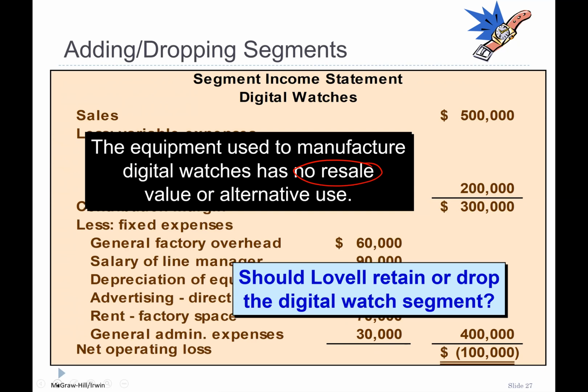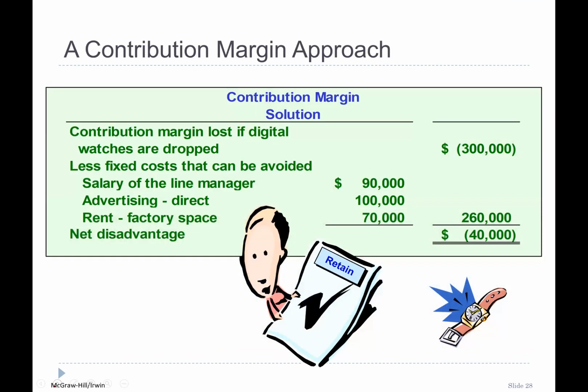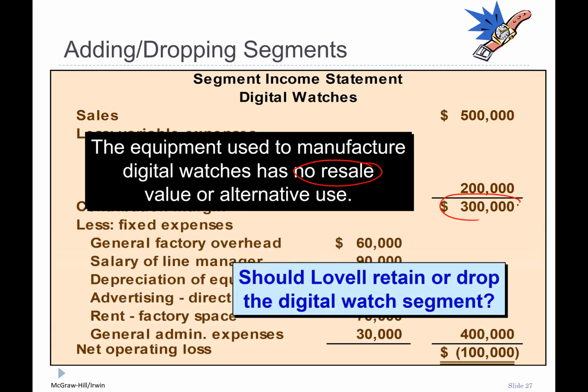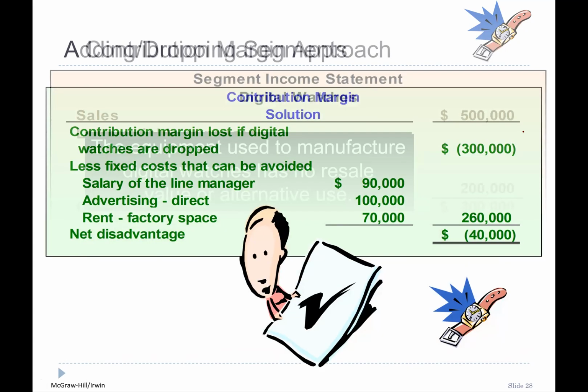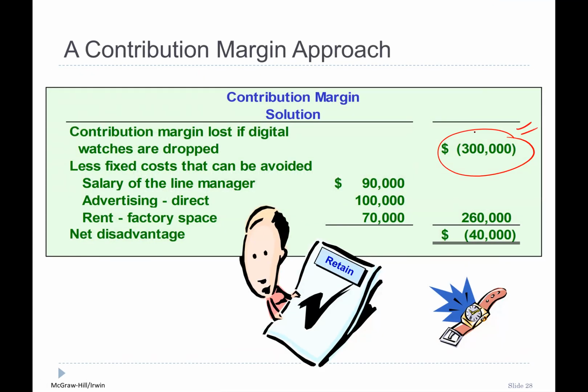So should Lowell retain or drop the digital watch segment? Let's talk about that. You see, the contribution margin is 300,000. Why is this a negative line? Because if we drop this one, we are going to lose this 300,000 contribution margin. That will be our lost income. That's why we have a negative sign here.